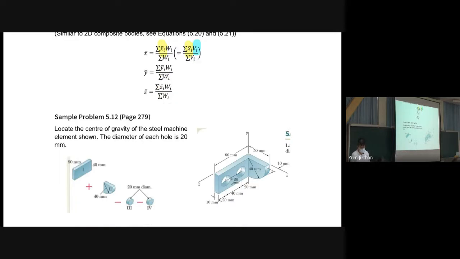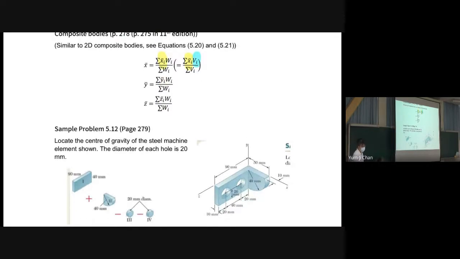Now let's work an example. Sample problem 5.12. Locate the center of gravity or centroid of the steel machine element of this part. And the diameter of each hole is 20 millimeter. The diameter of each hole is this one. It's 20 millimeter.